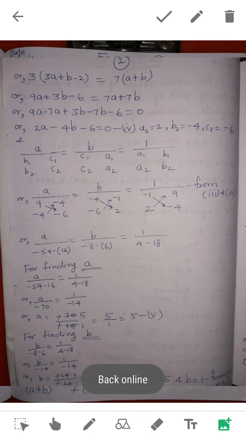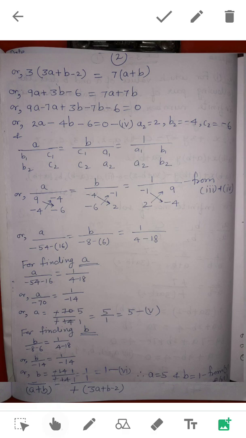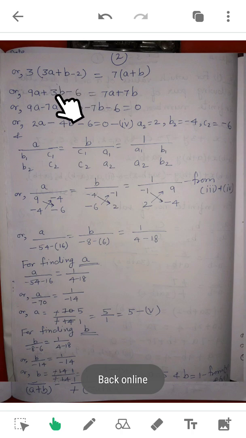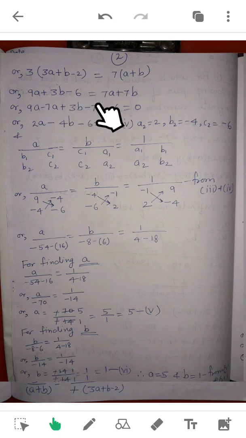Now see here, this 3 is getting multiplied by the denominator of the right hand side. The whole denominator will come in the numerator of the left hand side, and it will get multiplied by 3. And the 7 is getting multiplied by a plus b, which is written in the denominator of the left hand side. Now we'll open the bracket. This 3 will get multiplied by 3, it becomes 9a. Then this 3 is multiplied by b, it becomes 3b. 3 multiplied by 2 becomes minus 6, is equal to 7 multiplied by a, 7a. Then 7 multiplied by b becomes 7b.